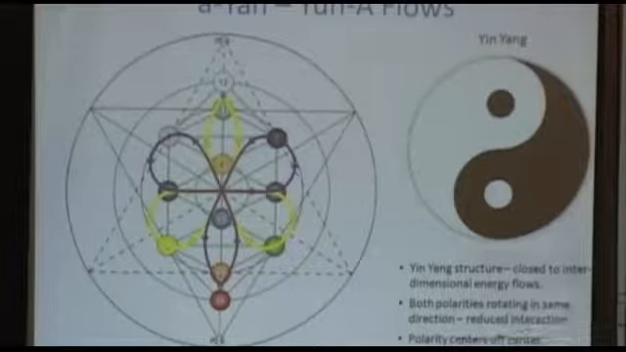Furthermore, the polarity centers are off-center. This is the center for the white, this is the center for the black. They're off-center. Just as we saw when we were looking at the golden mean spiral and the Fibonacci spiral, the centers were off-center.